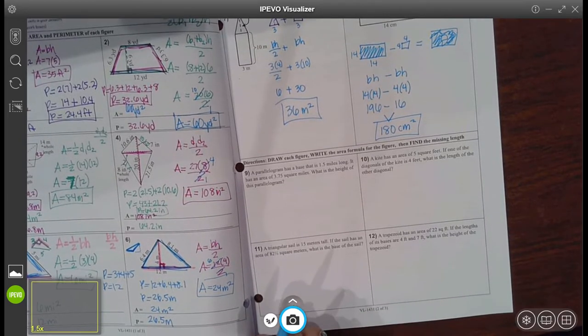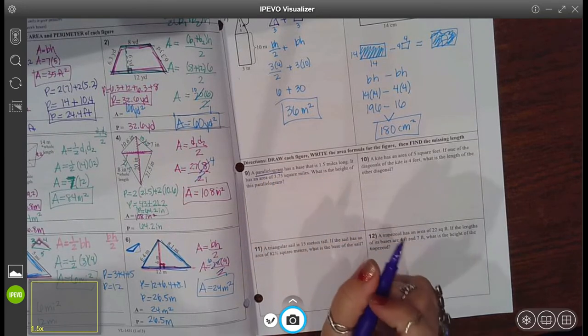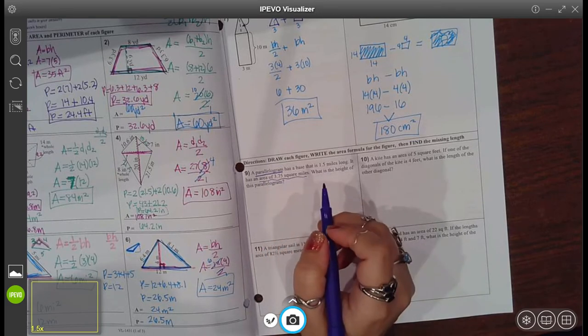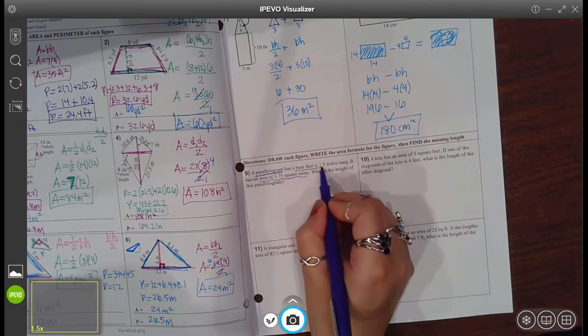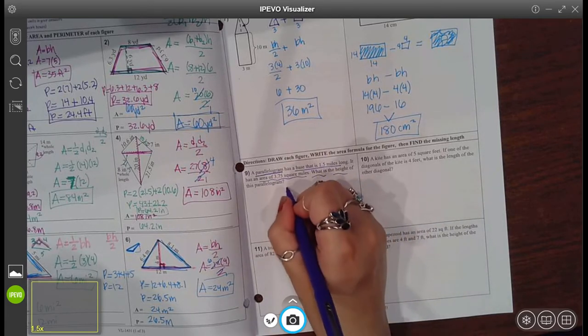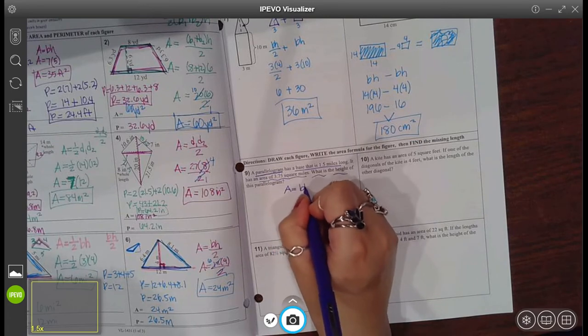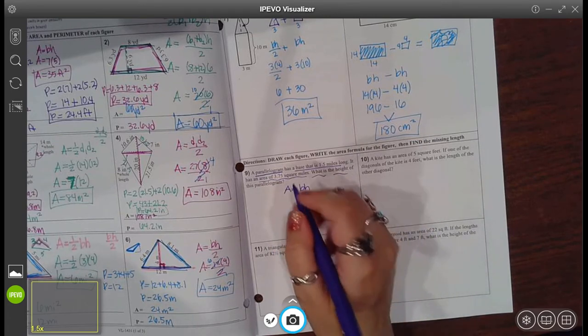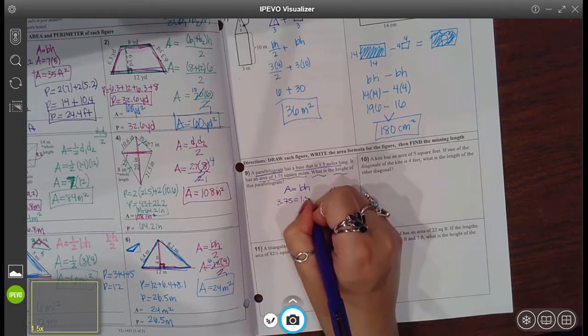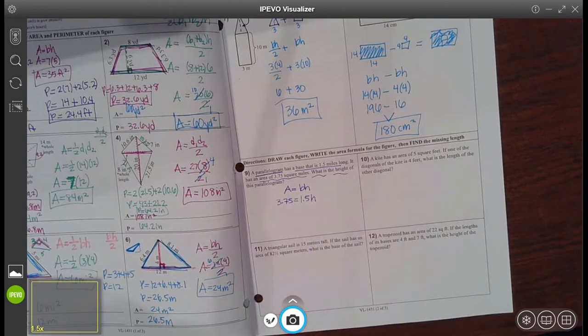Okay, for our next one. This time, they're going to give us different pieces of information, and then we have to solve for the missing piece. So I'm dealing with a parallelogram, and am I doing area or perimeter? It says the area is 3.75 square miles, and then they also gave me the base length, and then what is the height? Okay, so area of a parallelogram is base times height. They told me the area is 3.75 miles. The base is 1.5, and I don't know the height, so keep it as a variable.